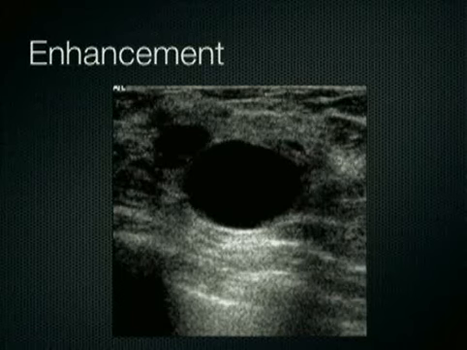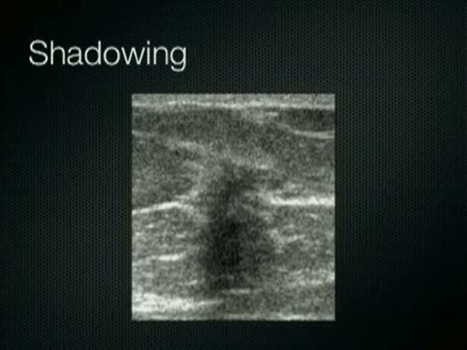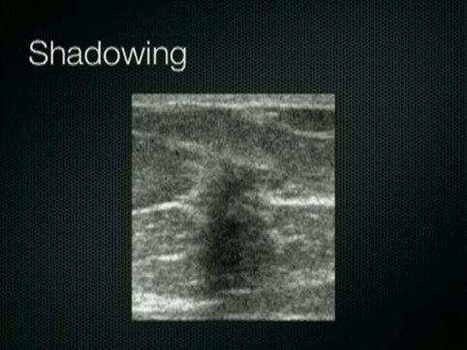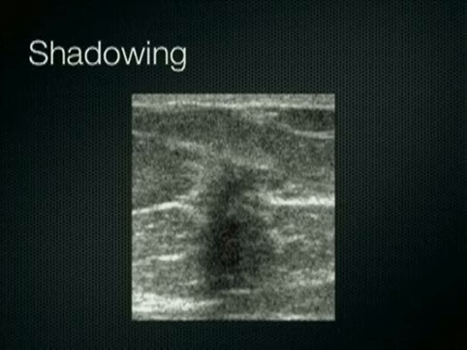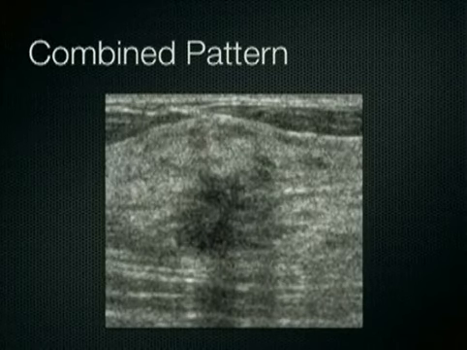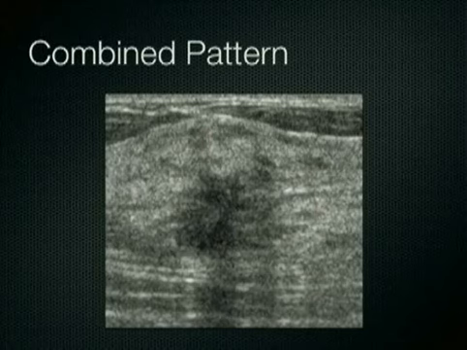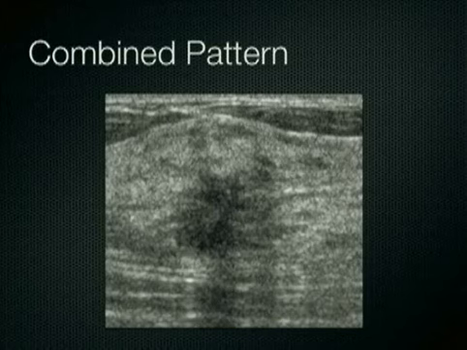Here, a more typical example of enhancement associated with a cyst is shown. And in this case, rather pronounced shadowing, perhaps even more conspicuous than the lesion itself, is seen in association with a small cancer. In this example, careful inspection shows both scattered areas of enhancement as well as shadowing, representing a combined pattern, also related to an invasive cancer.